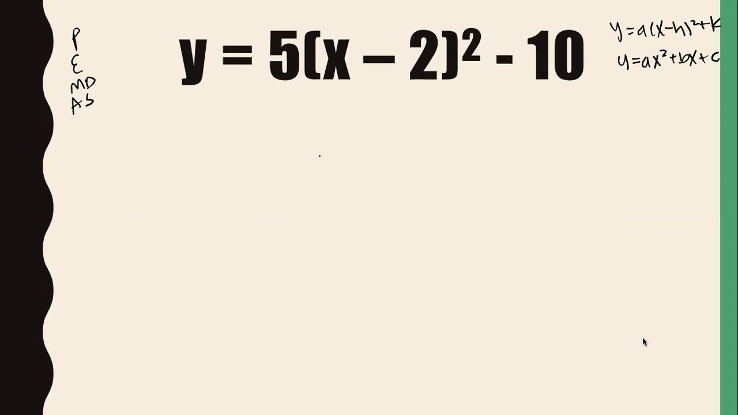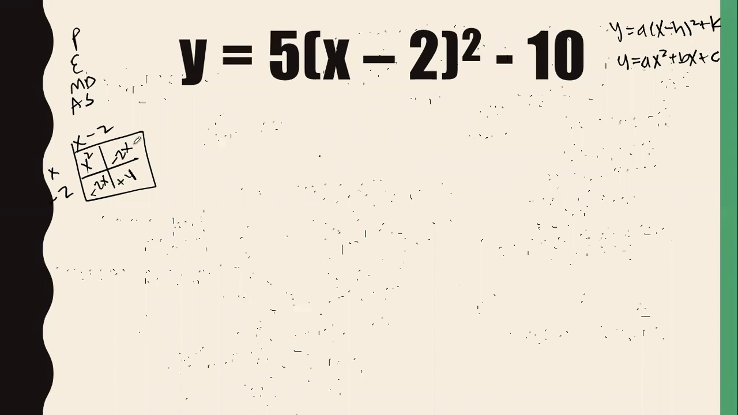So x minus two squared is x minus two times itself, right? So x minus two times x minus two, I have to use the box method. Please tell me this is looking familiar. I need to do x minus two times itself. So what is x times x? X squared. Negative two times x? Negative 2x. And then negative 2 times negative 2 is positive 4.